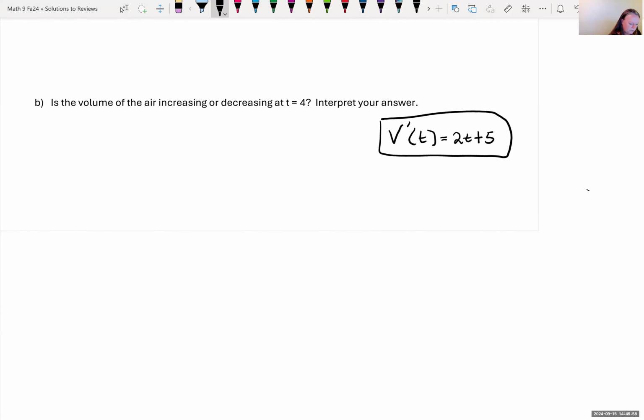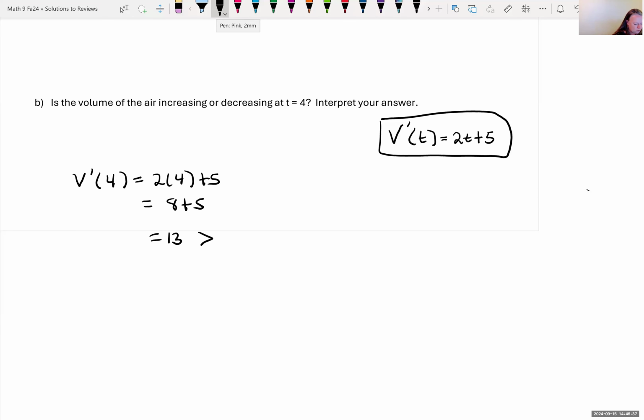Okay. So now, is the volume of the water increasing or decreasing at t equals 4? Interpret your answer. So we're going to look at the derivative, because we're wanting to know if it's increasing or decreasing. That's a rate of change, which we just found. So we're going to look at V prime of 4. So this would give us 2 times 4 plus 5. 2 times 4 is 8. 8 plus 5 gives me 13.